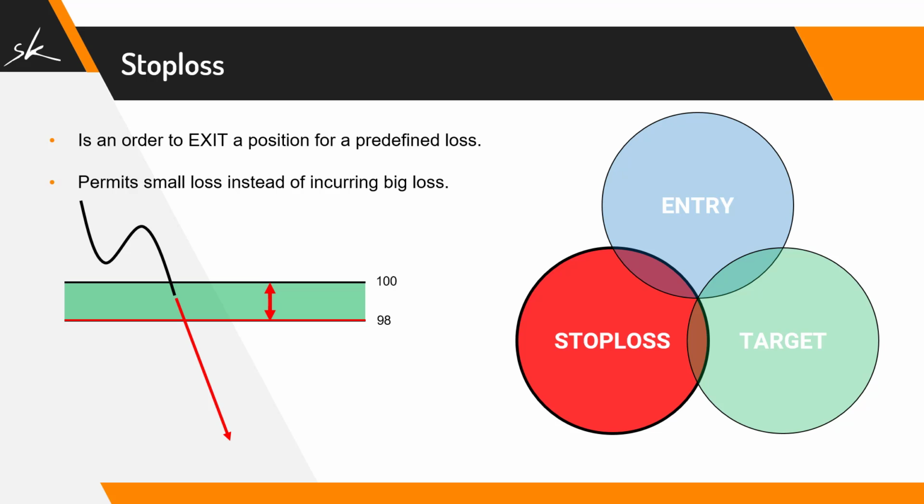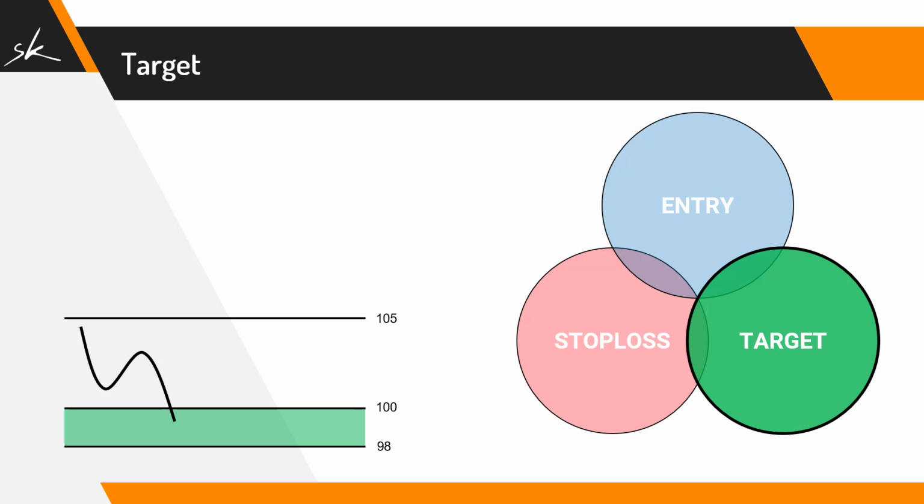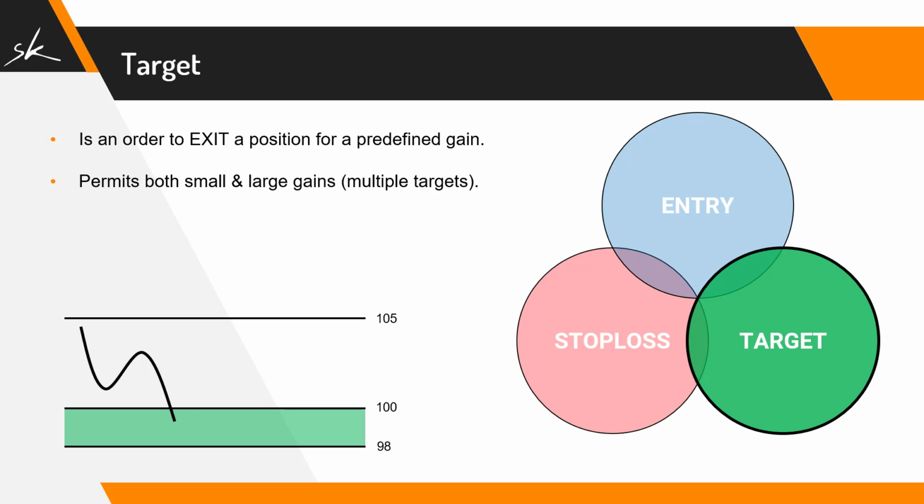The next kind of exit is called your target, and target is always your profit exit. So let's take the same case, prices come into my zone, and now I'm expecting prices to turn up from here, and I'm expecting a target of 105. If prices go to 105, I can close my 100% position and make some money on it.